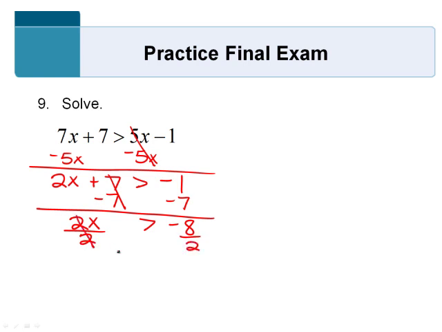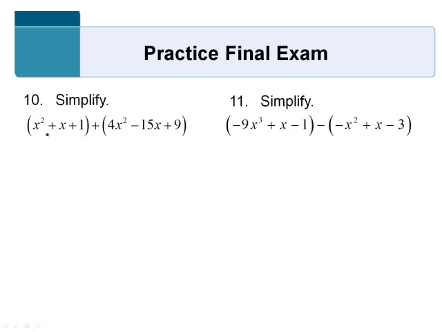Now, this problem didn't have it happen, but chances are the one on the final exam, you may have one where you have to divide by a negative, and if that happens, you have to remember that you have to flip your inequality sign. This one does not flip because we divided by a positive 2, so it stays as greater than, and we get negative 4.